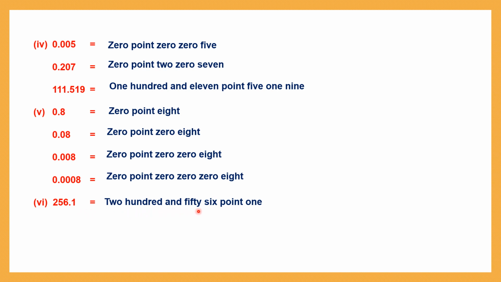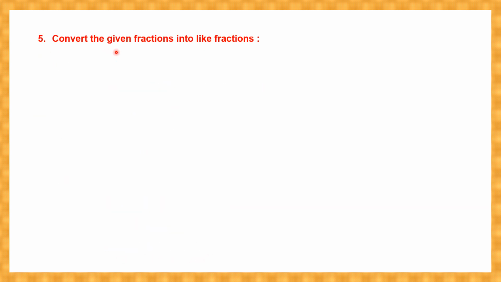256.1, 10.22. Don't read it as 10.22. After the point, each digit has to be read separately. 0.634. Question 5. Convert the given fractions into like fractions.